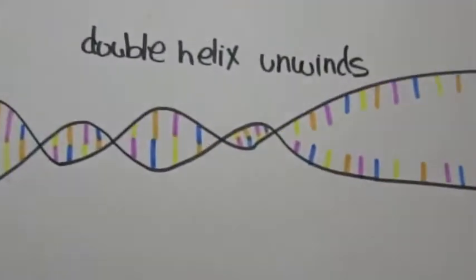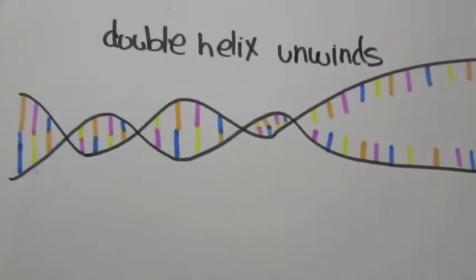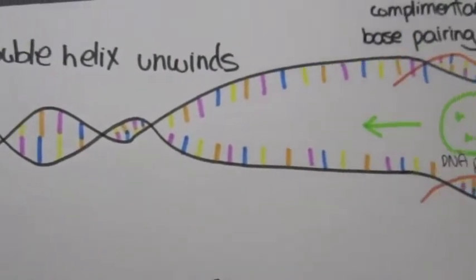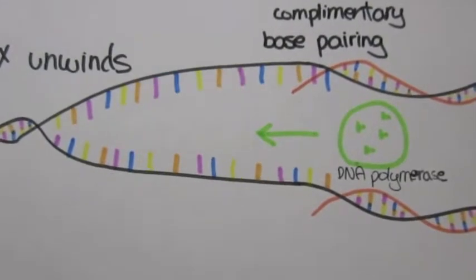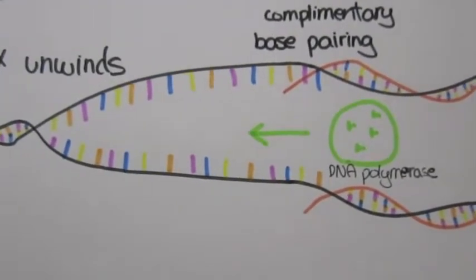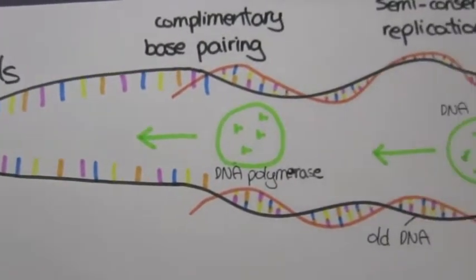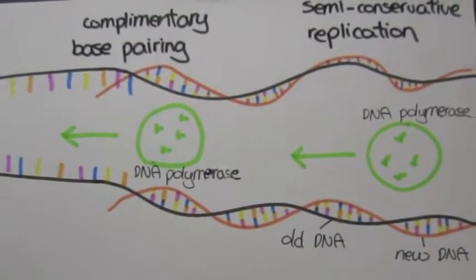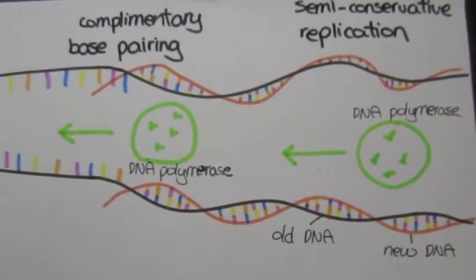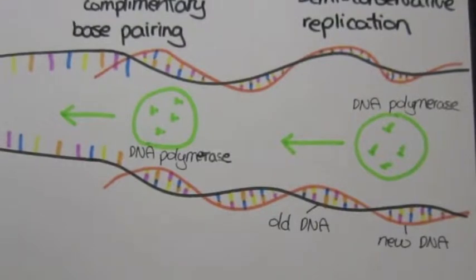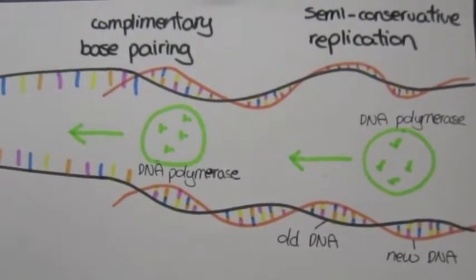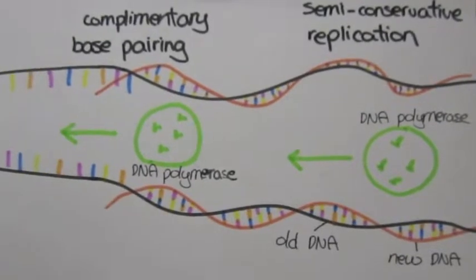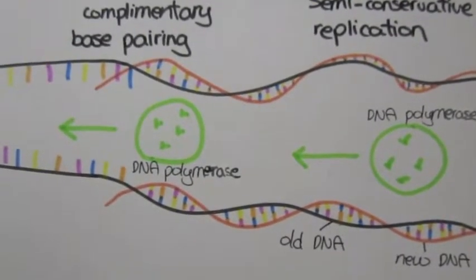First, the double helix unwinds. Then enzymes such as the DNA polymerases move along the open strands, read the exposed spaces, and arrange them with complementary free nucleotides. After that, from the old DNA molecule, two new ones are made. Each new DNA consists of a new strand from free nucleotides and an old strand conserved from the parent DNA. Hence the name of the process, semi-conservative replication.